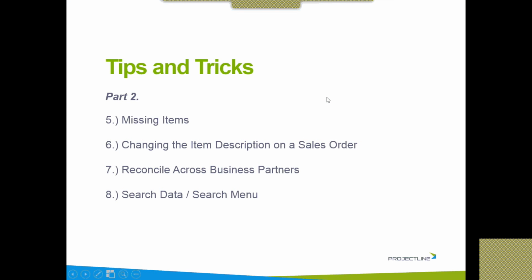So now, part 2 of tips and tricks. We'll speak of missing items. We're going to follow that by changing the item description on the sales order. We're going to reconcile across business partners. And then item 8 is really fancy. You guys are going to really like that, searching data and especially searching menu. You guys are going to get a real kick out of that. So let's continue with part 2.